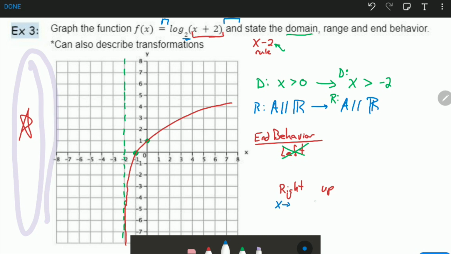X approaches positive infinity because positive x values are on the right, while y approaches positive infinity because positive y values are up. Now, in some cases, you may see the left end, not really the left end behavior, but the left end described as something else.